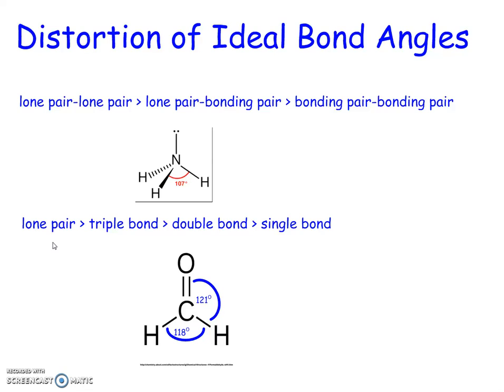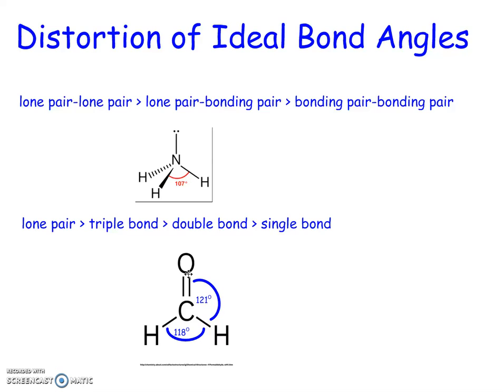Likewise, a lone pair will have a greater repulsion than a triple bond, but when we're looking at bonds, the more electrons involved in the bond, the greater the repulsion is going to be. So, if I look at this molecule here, we've got the carbon double bonded to an oxygen, single bonds to 2 hydrogens. There's 3 regions of electron density, which means we would get the trigonal planar shape.